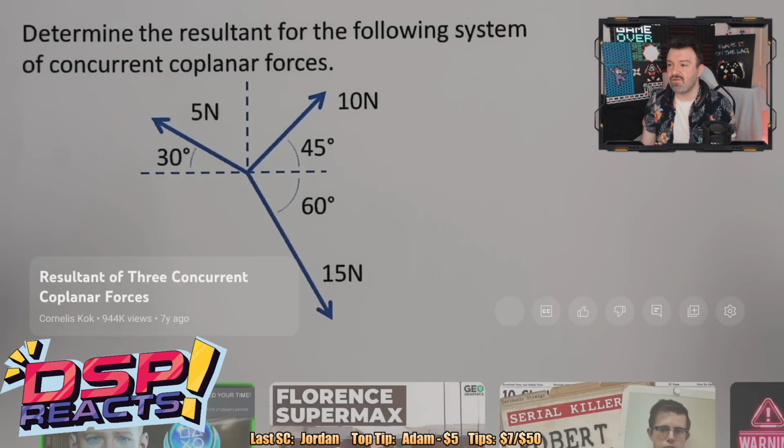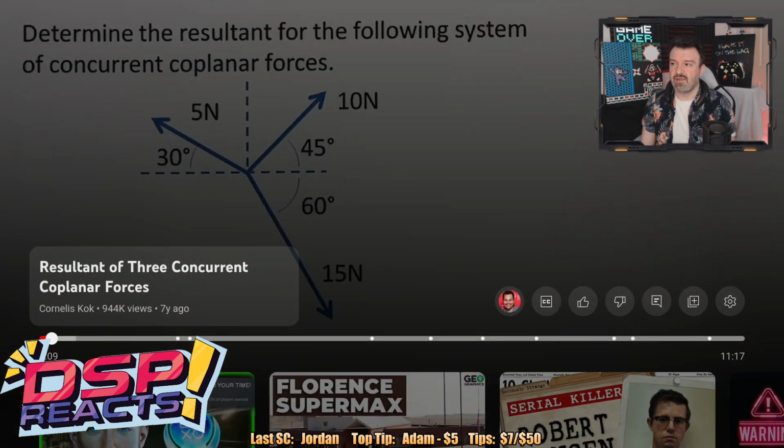of forces. I have no idea what anything he just said. A resultant? What is a resultant? Is it the same as a result? For the following system of concurrent coplanar forces, what is a concurrent coplanar force? I don't know what that means. If I don't understand what he's saying in his explanation of what the video is, I don't know how I'm going to understand the video. I guess we'll just watch a little bit of it, but if it's over my head, because I'm not a heavy math guy, I guess we're just going to skip it.